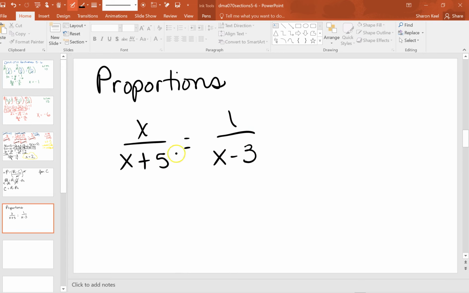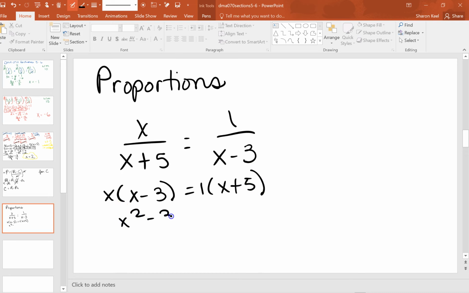When you have a proportion, you can cross multiply. So I'm going to multiply diagonally. I'm going to have x times x minus 3, and then diagonally here, I have 1 times x plus 5. So as I distribute, I have x squared minus 3x equals x plus 5.